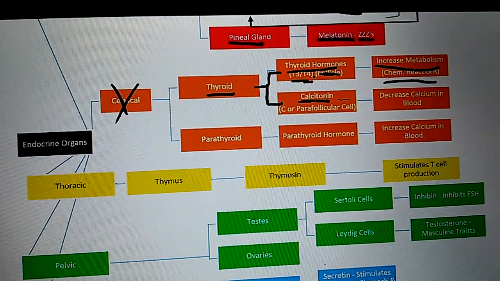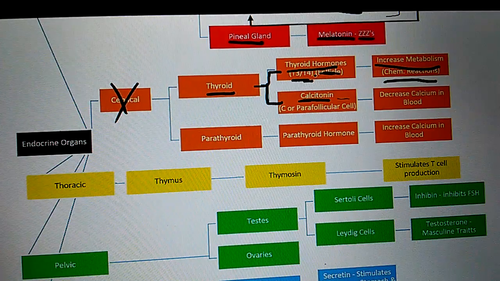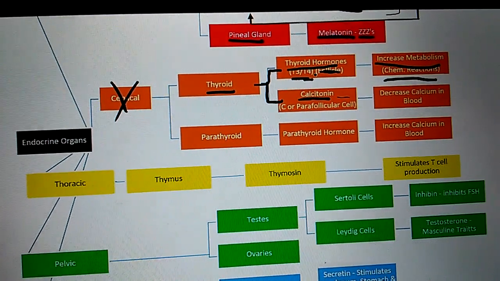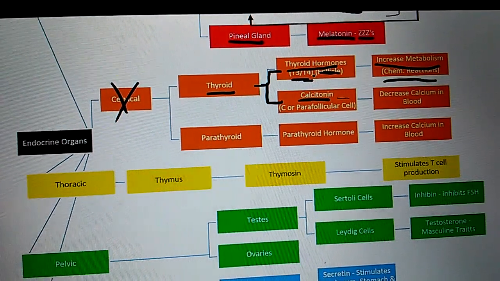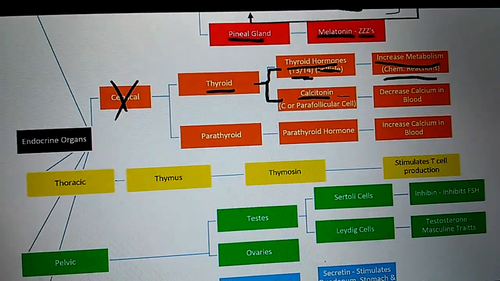What is the function of the pineal gland? Produces melatonin. What does the pineal gland produce? Melatonin. Does melatonin help you fall asleep? Yes. What helps you fall asleep? Melatonin.